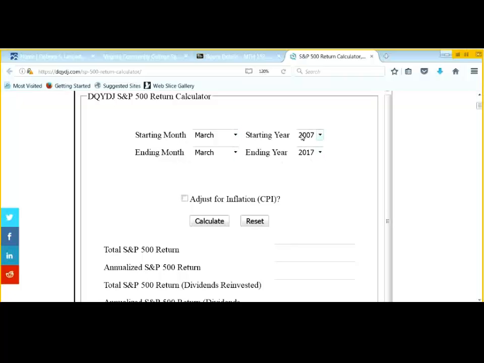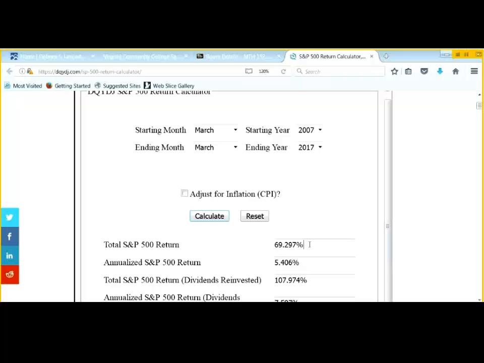So let's just look at some time periods here. The default is 10 years. So if you bought shares 10 years ago and you push the calculate button, it tells you what the total increase is, so it's increased 69%. So if you had $10,000, the value of the stock would now be worth $16,900. Okay, that's how much you would have.